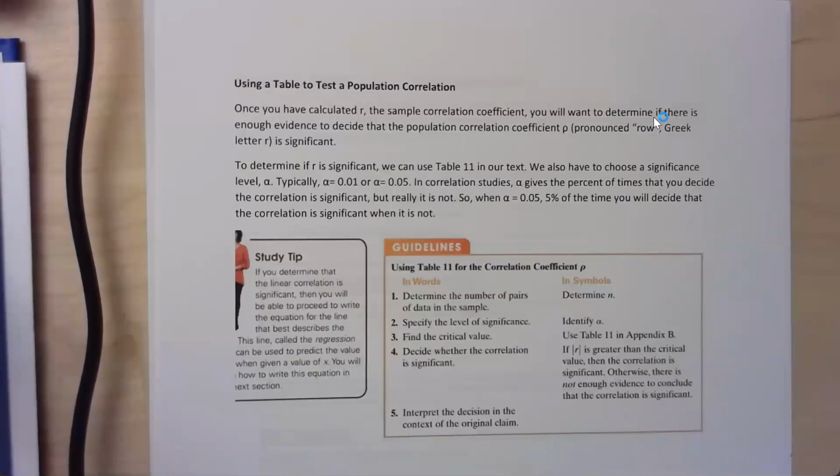So there's two ways we can do that. One is using the table in the back of our book, and another is with hypothesis testing. So we're going to use the table first.